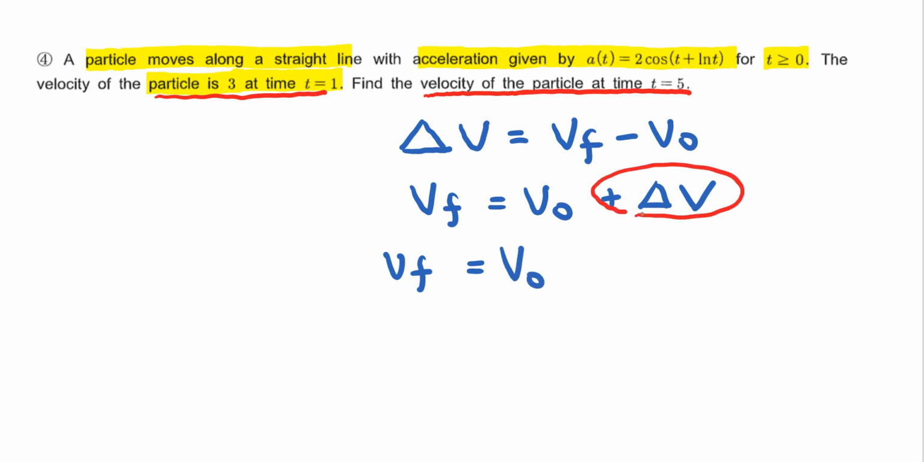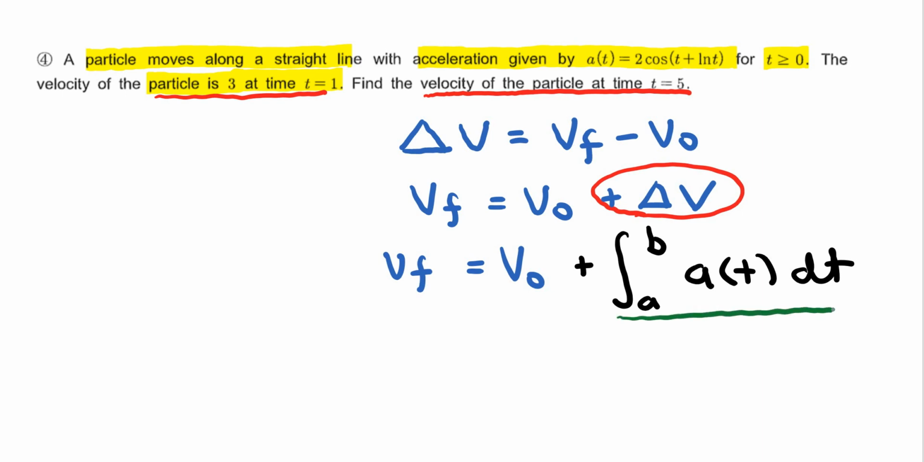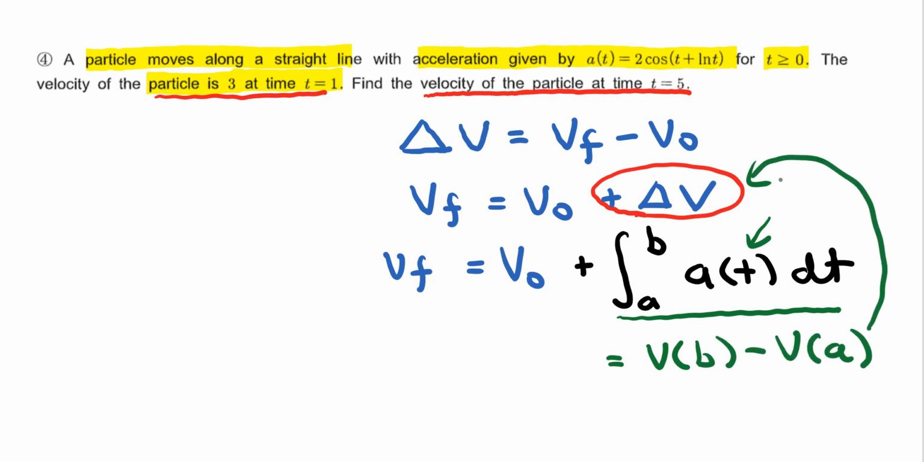Now delta v is really a change in velocity. And in calculus, this is the integral from a to b of your acceleration function with respect to time. If we apply the fundamental theorem of calculus, the antiderivative of acceleration is velocity. So this equals v of b minus v of a, which is really the concept of a change in velocity, right? It's your final velocity minus your initial velocity.